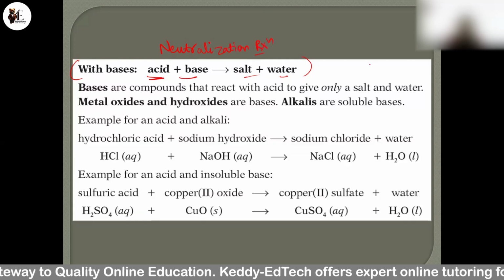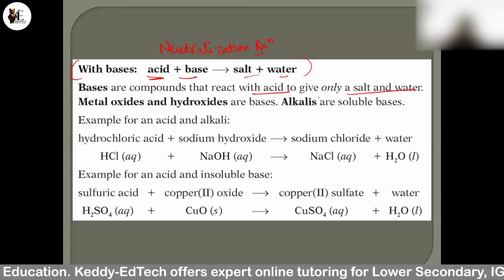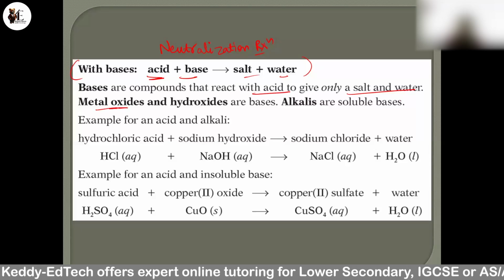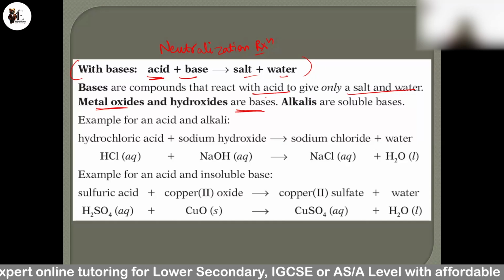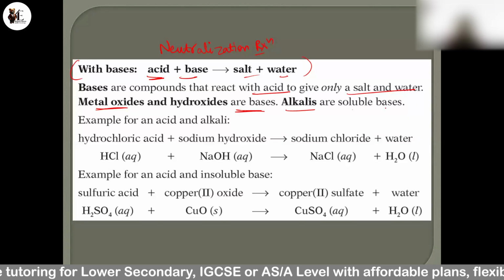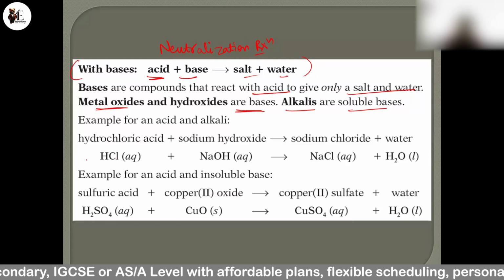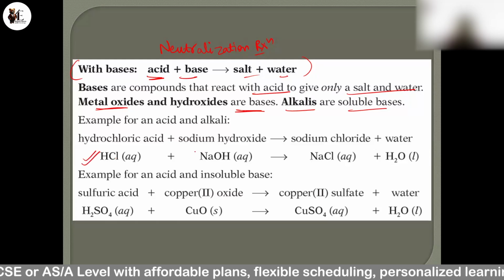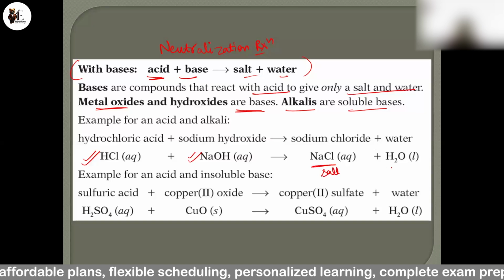So bases are compounds that react with acid to give only a salt and water. If we talk about metal oxides and hydroxides, they are bases, and non-metal oxides are acidic. Alkalis are soluble bases. Water soluble bases are known as alkalis. Example you can remember: hydrochloric acid reacts with sodium hydroxide, we have salt, sodium chloride, and water.